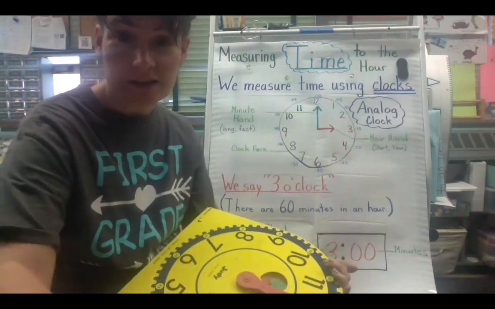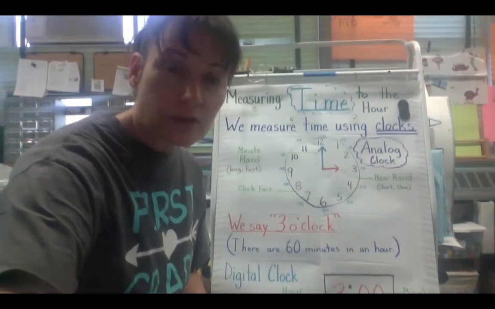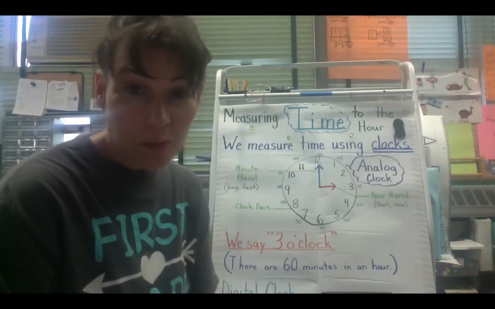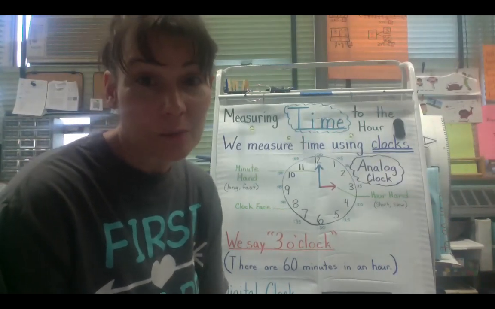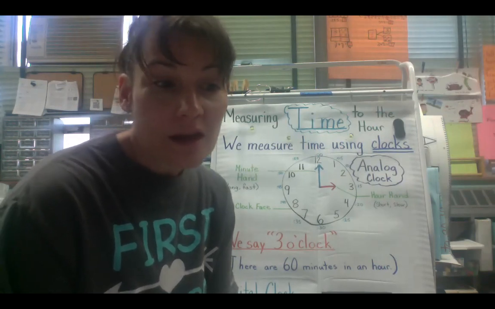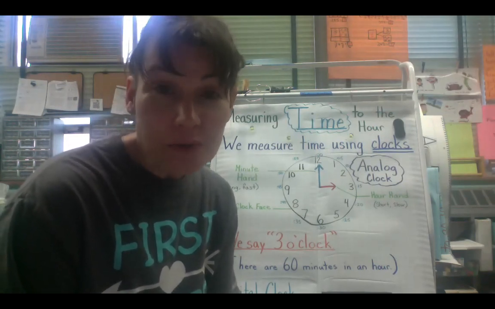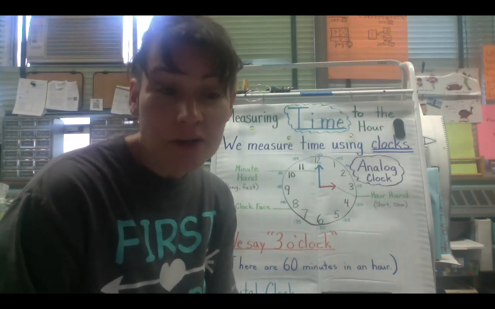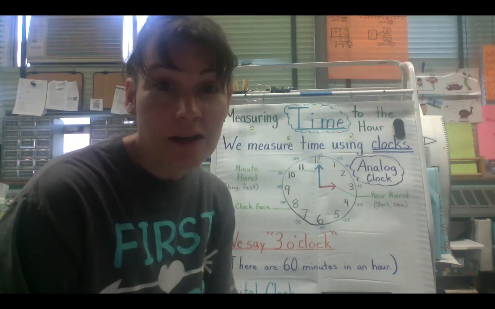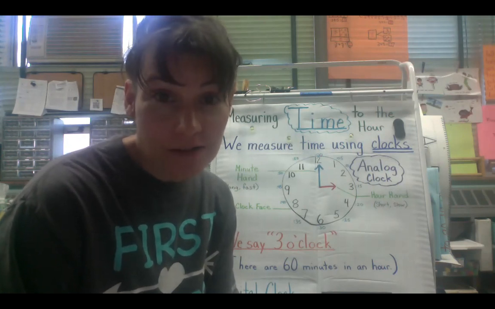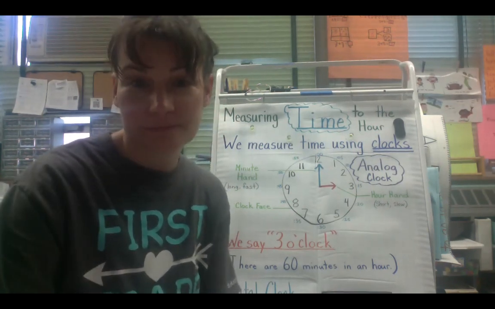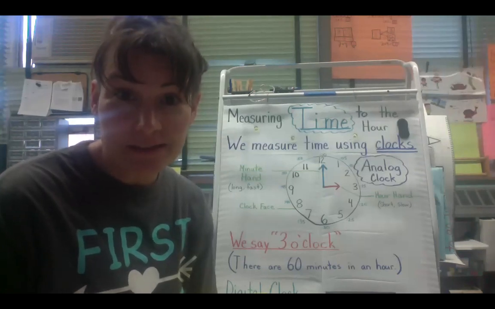Great thinking, guys. Let's see now if you can use your analog clock and your whiteboard to show me what this time would look like. A first grade class goes to recess at 10 o'clock. How can you show 10 o'clock on an analog clock? Use your clock. Show me 10 o'clock. Let's see how you did.